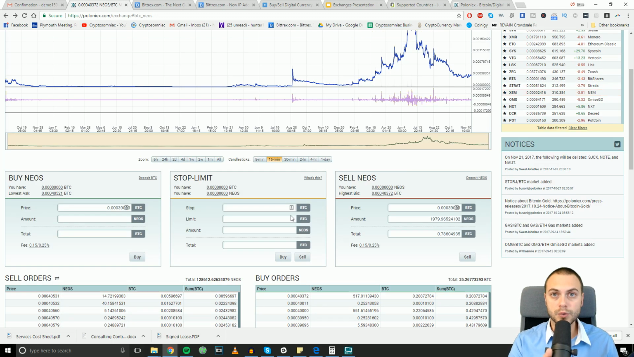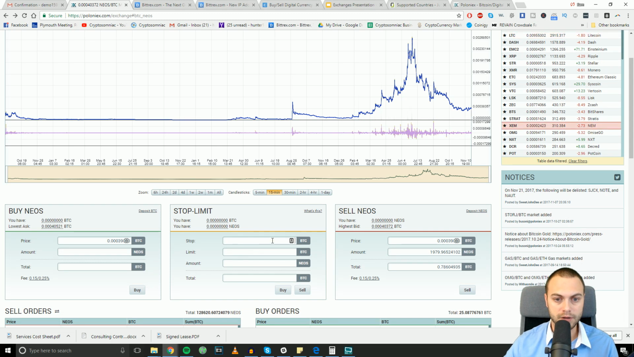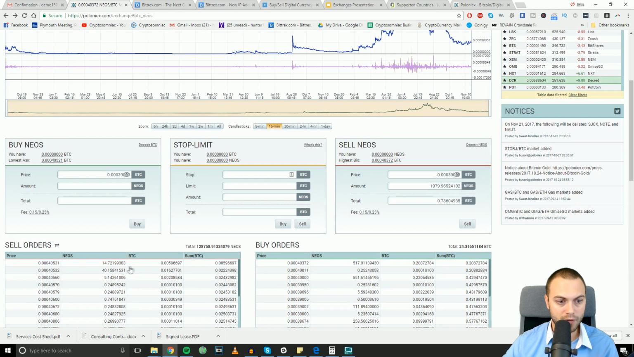So in the middle, you have the stop limit order, which is where you actually go to place orders that are, like I said, conditional based upon some trigger. So the trigger is what is here on the stop. So we can use this, say, for example, in the sell direction. So say you want to sell some Neos if it gets above a certain price. So right now it's going for around 0.0004. So let's say you want to set a trigger at 0.001 and you want to set a limit.